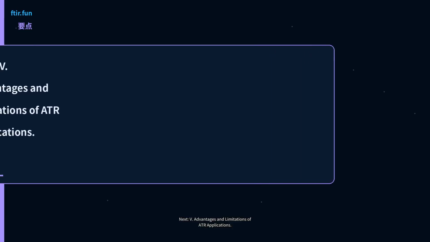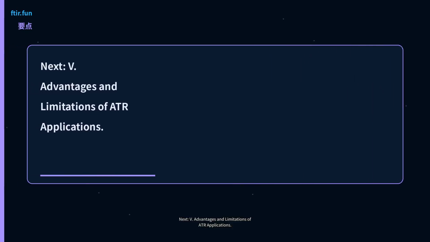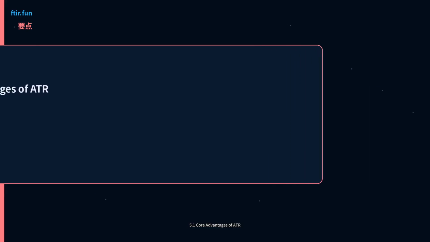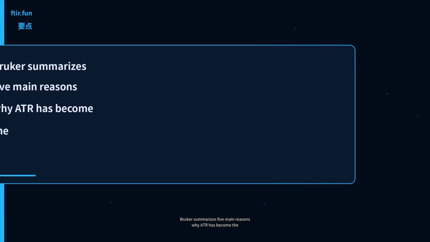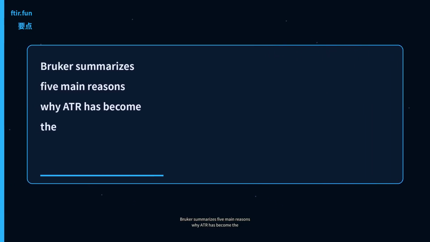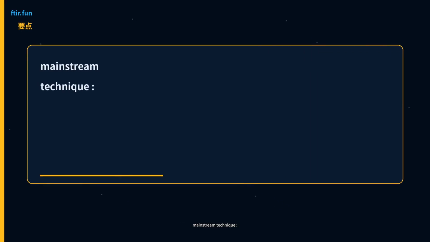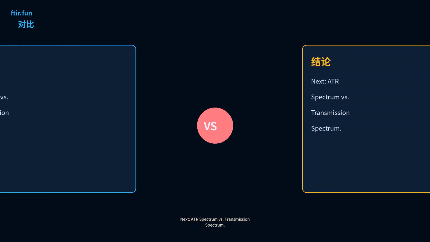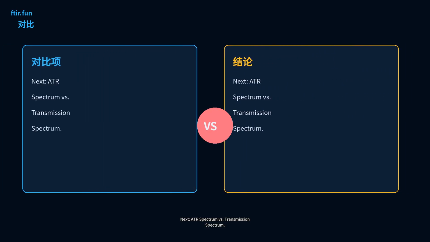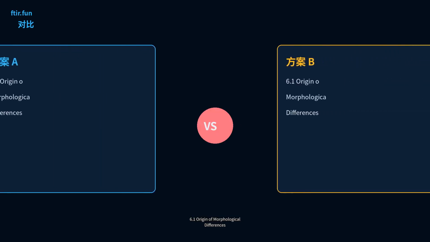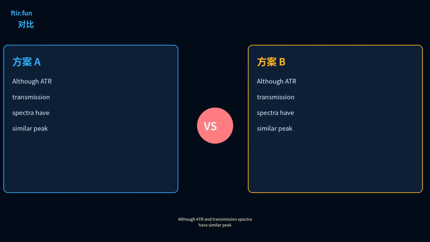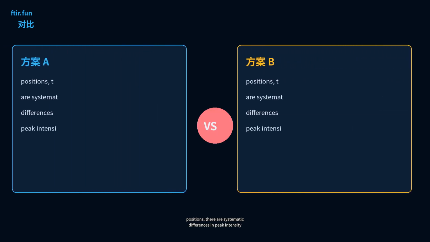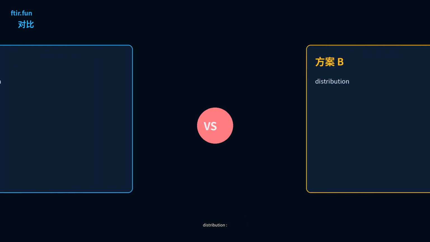Next, the advantages and limitations of ATR applications. 5.1 Core advantages of ATR. Bruker summarizes 5 main reasons why ATR has become the mainstream technique. Next, ATR spectrum versus transmission spectrum. 6.1 Origin of morphological differences. Although ATR and transmission spectra have similar peak positions, there are systematic differences in peak intensity distribution.